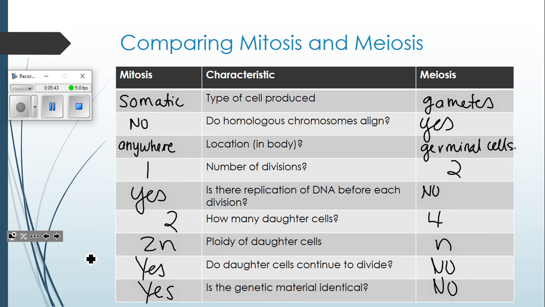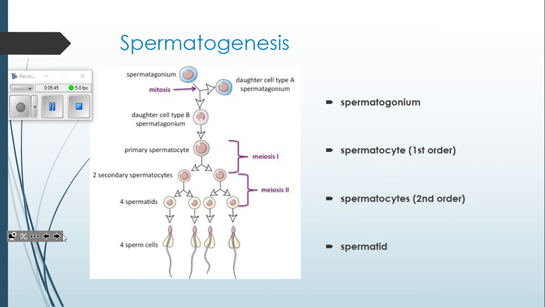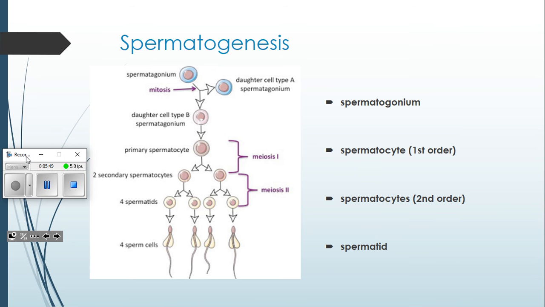So we're going to continue on with the other part of this lesson. It's really still about meiosis, but we are going to specifically talk about how exactly it looks for sperm cells and how exactly it looks for egg cells. We're going to do sperm cells first because it's simple.